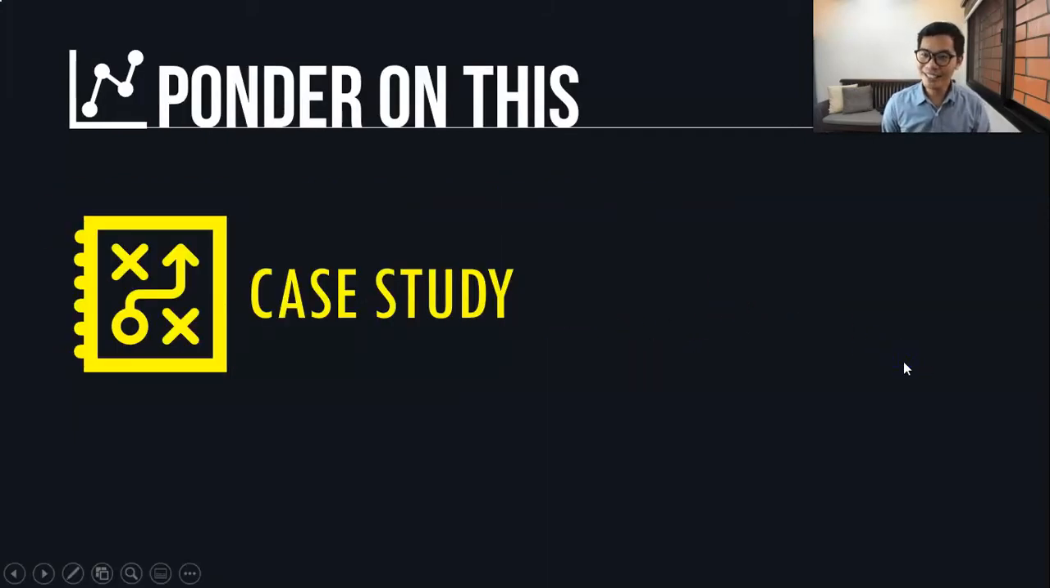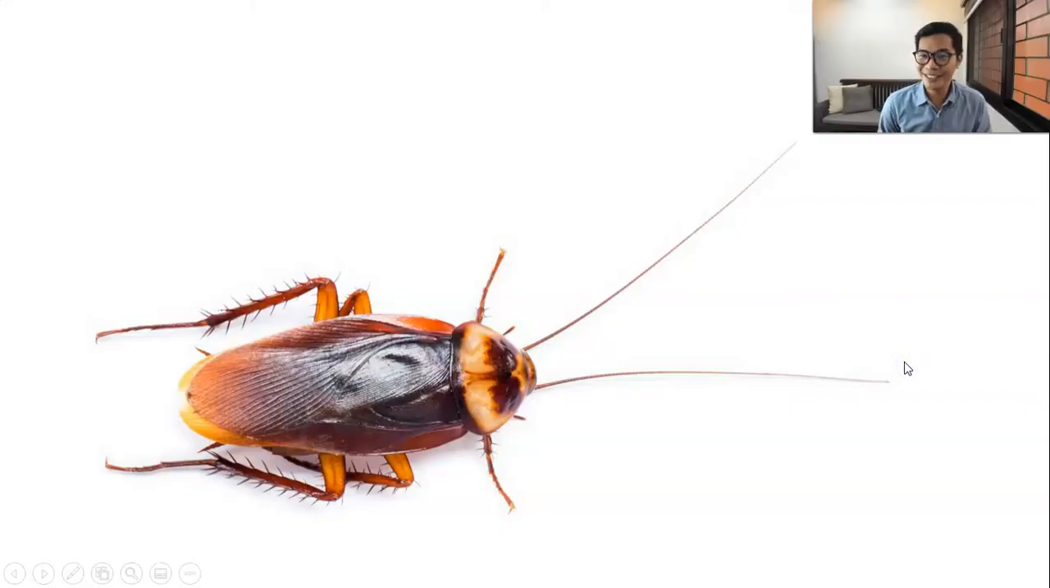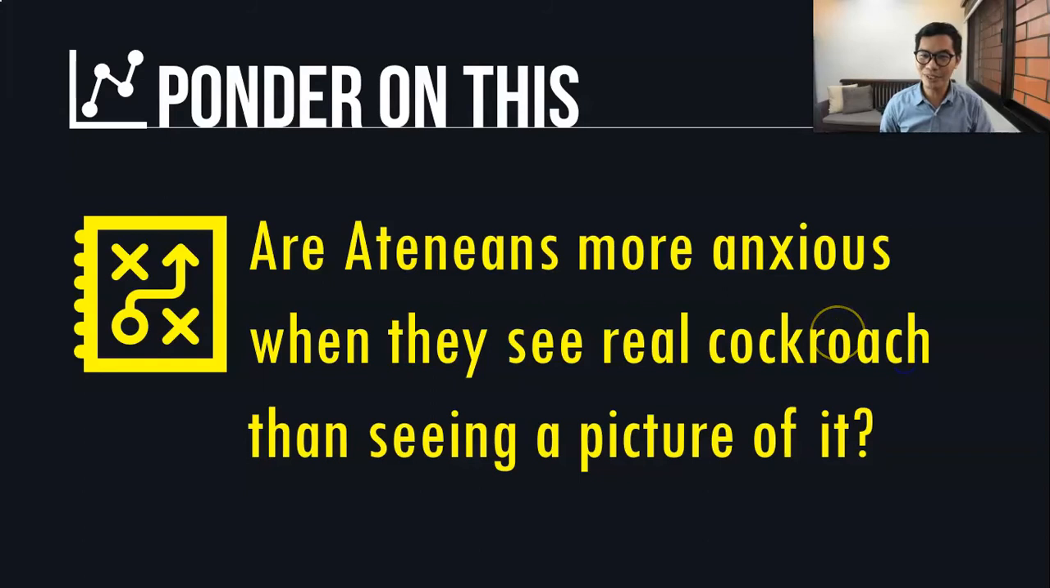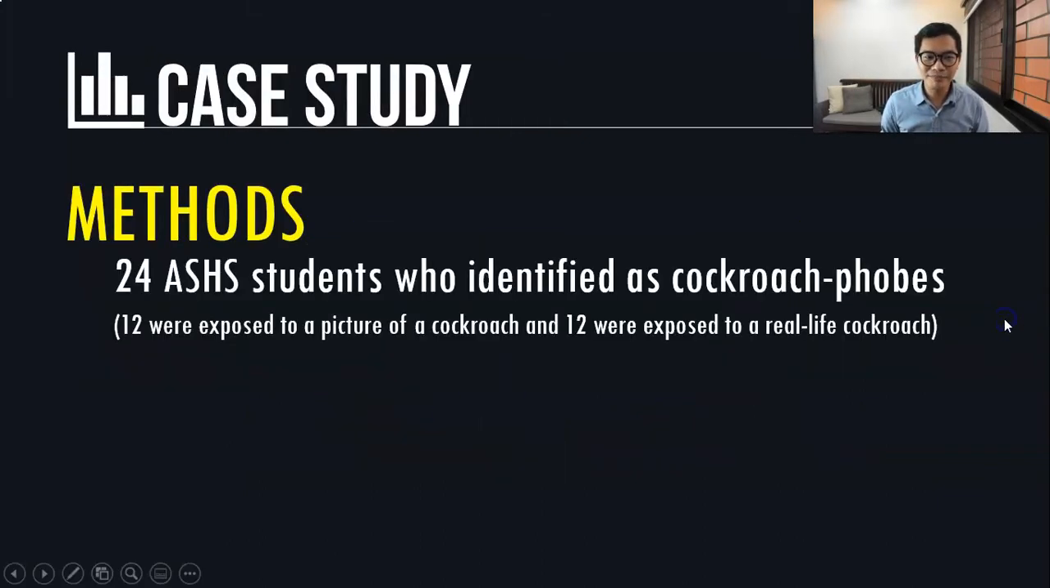Now, here's the case study. Let's go back again to the cockroach, or the flying ipis as Athenians call it. We will still adapt the same question: are Athenians more anxious when they see a real cockroach than when seeing a picture of it? What makes this different now? Consider these methods. We have the same question, but you can attack the question differently in terms of the methodological approach.